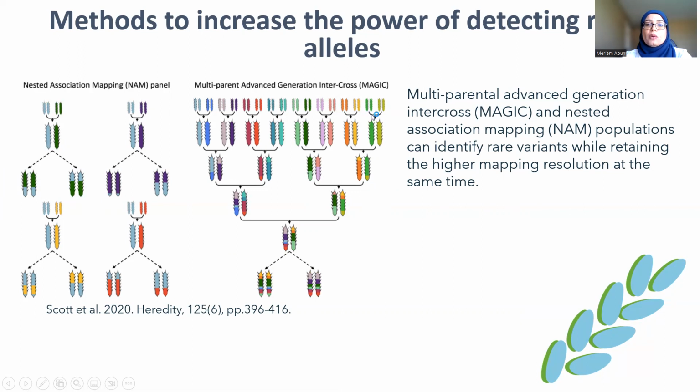For a MAGIC population, you have different parents that will be crossed. In the next generation, you will cross the F1 and so on until you do selfing, and then you develop recombinant inbred lines.